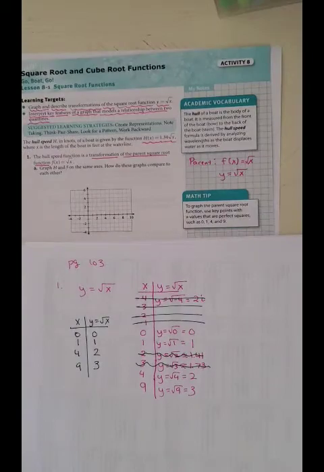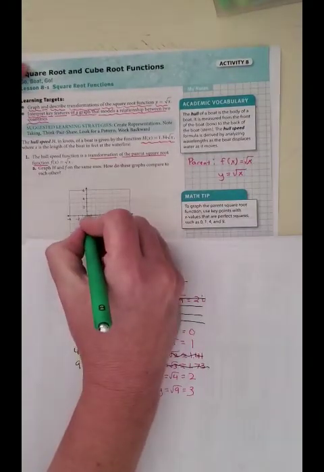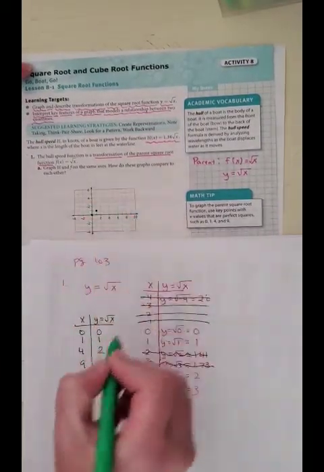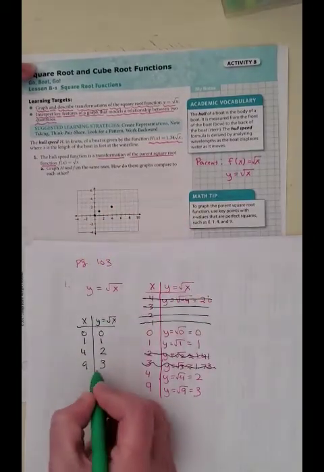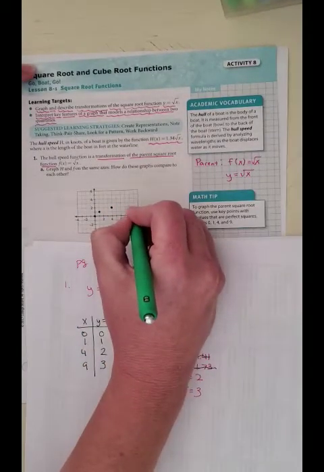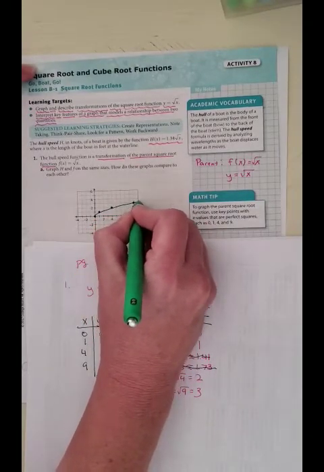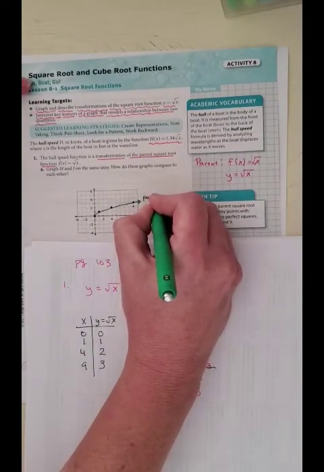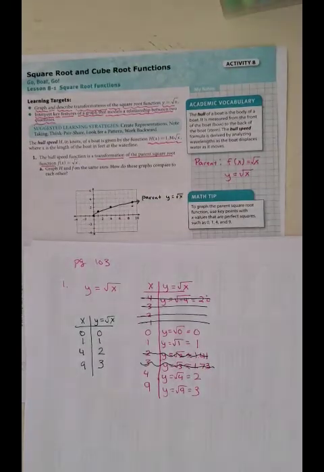So I'll do my parent function in green. So 0, 0 is right here, 1, 1, 4, 2, and 9, 3. Whoops, 9, 3. Right there. There is my parent. Y equals square root x.